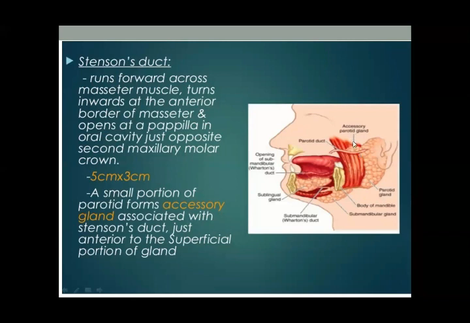Accessory parotid gland. The duct of the parotid gland is Stenson's duct. It runs forward across the masseter muscle, turns inward at the anterior border of the masseter and opens at a papilla in the oral cavity just opposite the second maxillary molar crown. Size is 5 centimeters by 3 centimeters. A small portion of the parotid forms the accessory gland, associated with Stenson's duct just anterior to the superficial portion of the gland.